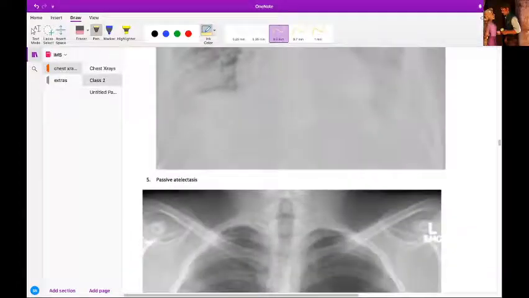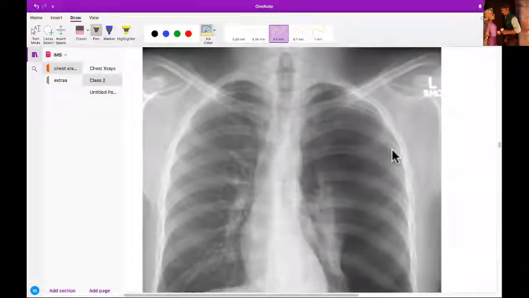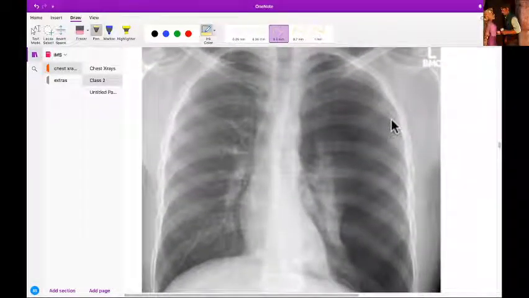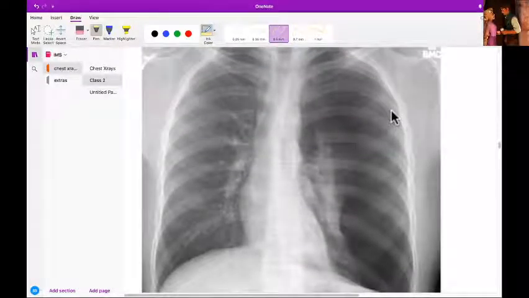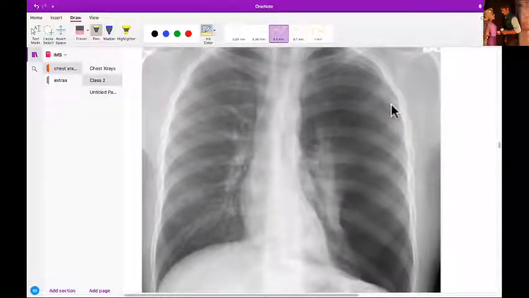Okay. The next one is passive atelectasis. Okay, so what is this X-ray? What is this X-ray? What do you guys see in this X-ray?